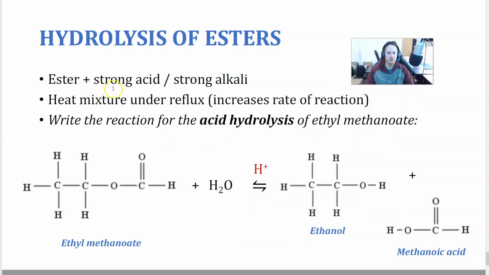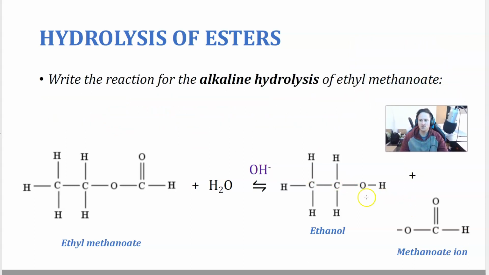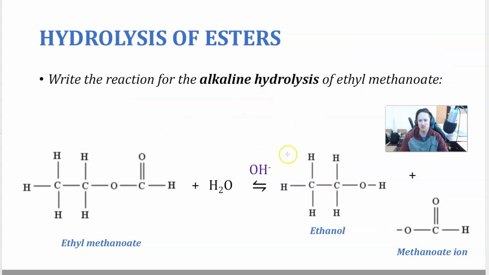So you mix an ester with a strong acid or a strong alkali. You heat the mixture under reflux, and you can break this up again. So I've just got examples for alkaline and acidic hydrolysis of ethyl methanoate.